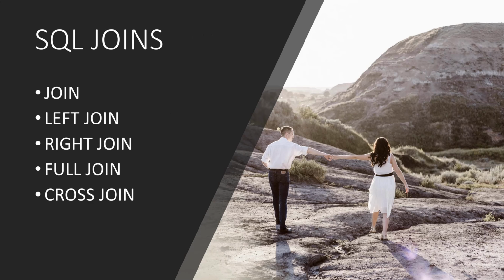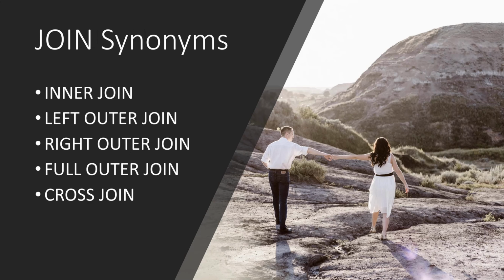Here are the synonyms, and they're really terms that used to be more popular, say 25 years ago. So an inner join is the same as just a join. A left outer join today is referred to as a left join. A right outer join is referred to as a right join. A full outer join is known as a full join.